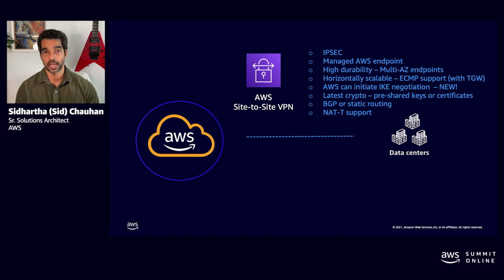Something which is new is now AWS can initiate IKE negotiation, right? This was not supported until very recently. You get the latest crypto, AES 256, SHA algorithms. You have an option of using pre-shared keys for your secrets or even certificates. From a routing standpoint, we support BGP dynamic routing, or you can also configure static routing over these VPN tunnels. Finally, we also support NAT traversal.